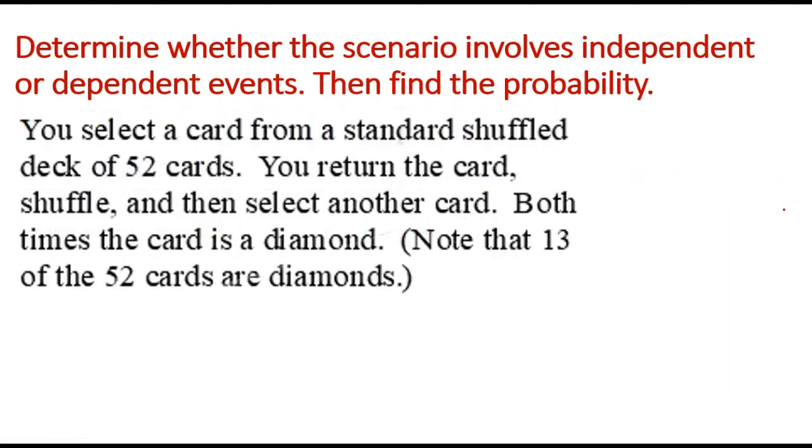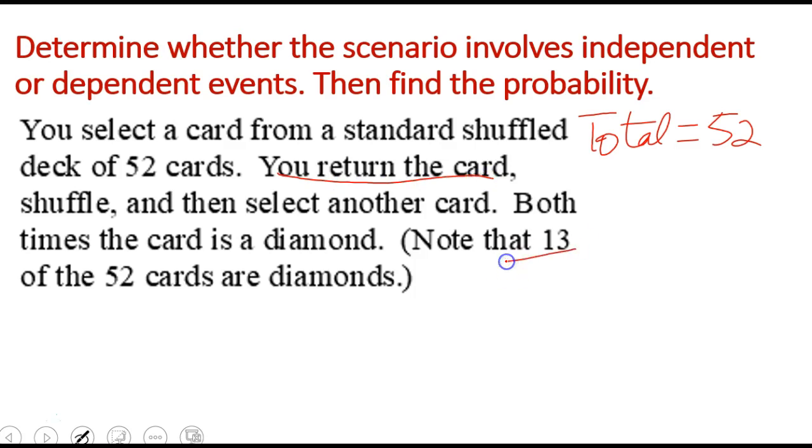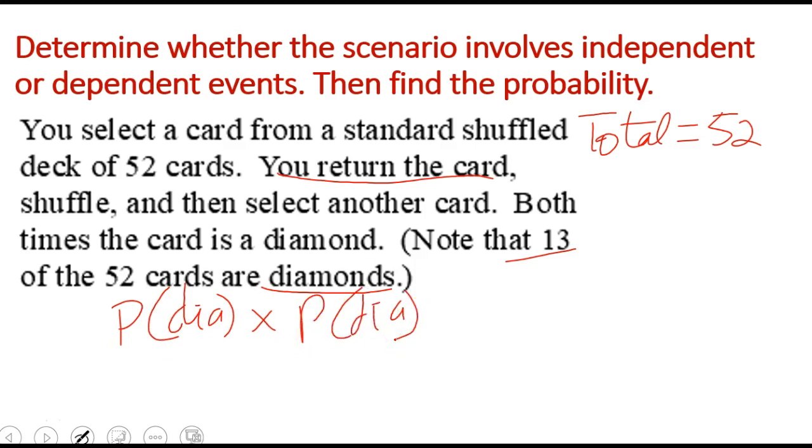All right, next. You select a card from a standard shuffled deck of 52 cards, so the total outcome there is 52. And then you return it. You need to watch that you return the card. Shuffle and then select another one. Both times you got a diamond. You know that there are 13 diamonds there. So the probability of getting a diamond times the probability of getting another diamond. First of all, the probability of picking the first diamond: there are 13 there, you can choose any one of those 13, out of a total of 52.